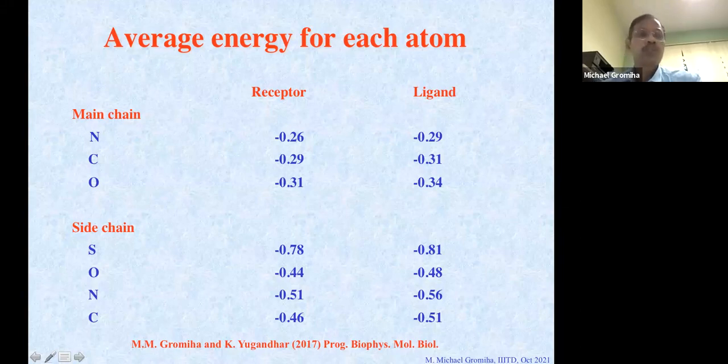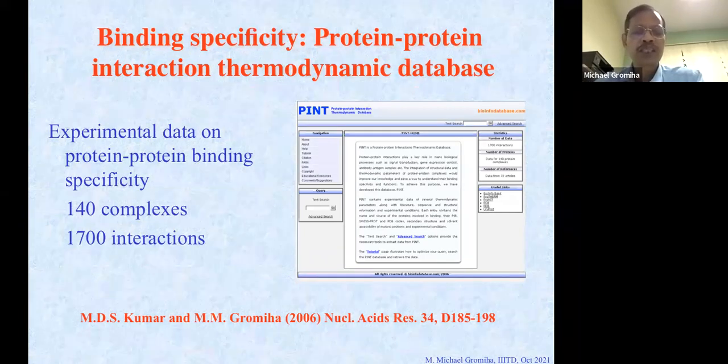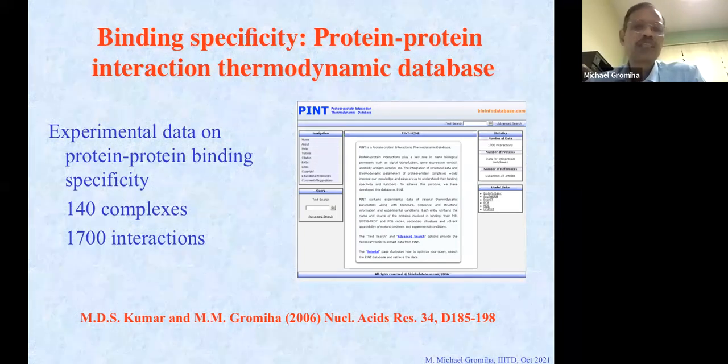Fine. So now we wanted to know whether these preferences are influenced with specific types of interactions, like positive and negative charge, electrostatic interactions, the aromatic residues, the positive charges, cation pi interactions, and the aromatic interactions, and so on. So are there any specific preferences using the experimental data? That is thermodynamic data for binding. So we collected a database for the protein binding affinity, right?